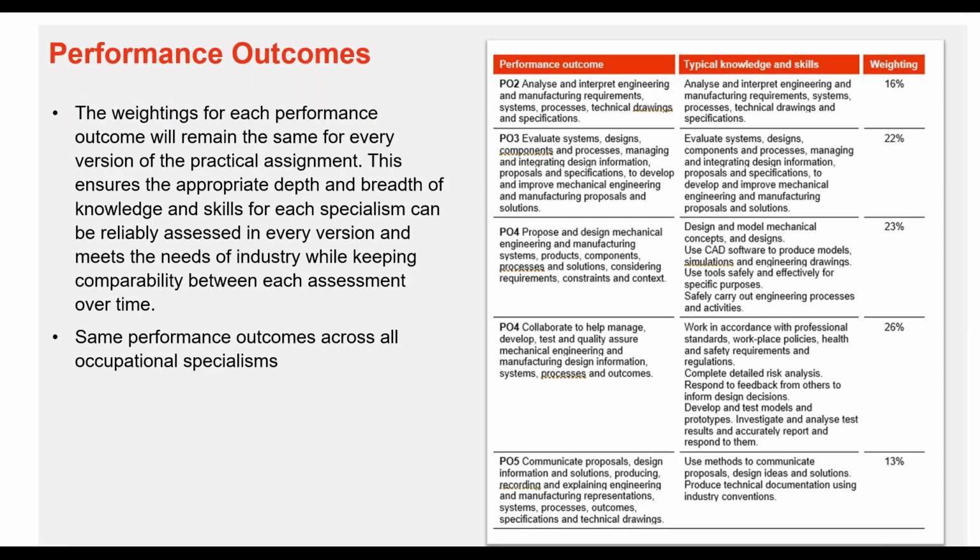So looking at the performance outcomes, these are the same across all the occupational specialisms within the design and development pathway. You've got PO2, which is analysing, weighted at 16%. PO3, which is evaluating, weighted at 22%. PO4, which is designing, modelling, using CAD software, etc., at 23%. Then collaboration. With collaboration, it's learners working together, showcasing their best practice, also showcasing why they chose that information, and then completing the detailed risk analysis and responding to the learner feedback. And that's weighted at 26%.